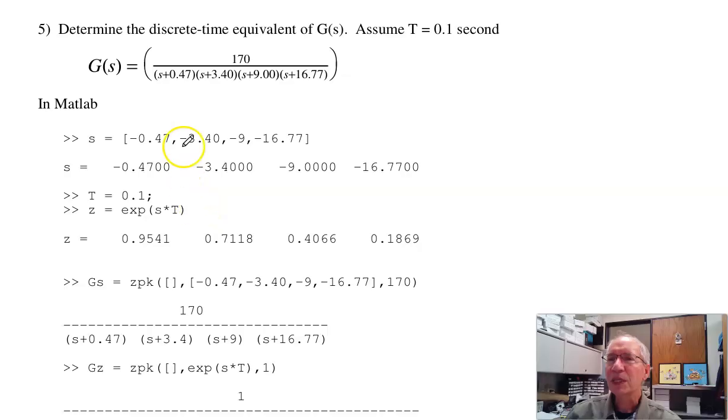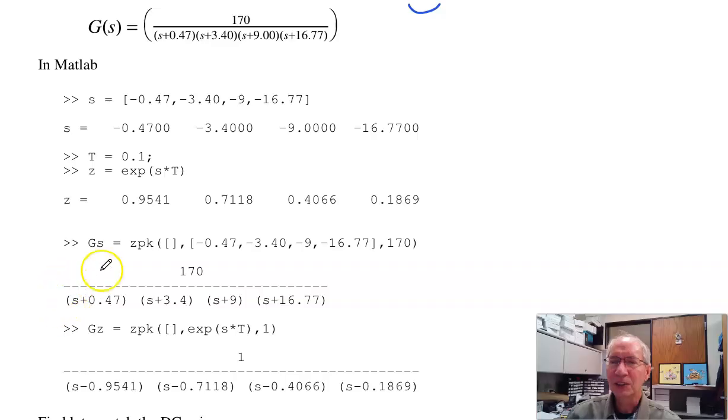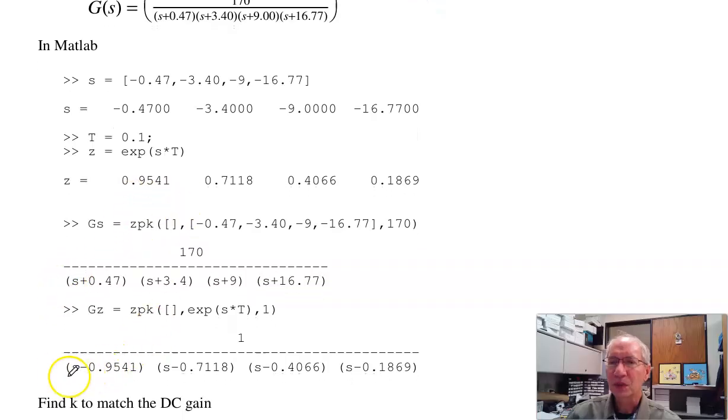Problem 5. Repeat, same problem, but change the sampling rate. Same procedure. Here's my poles in the S-plane. Map as z equals e to the ST. Here's the poles in the Z-plane. So there's where the poles belong.